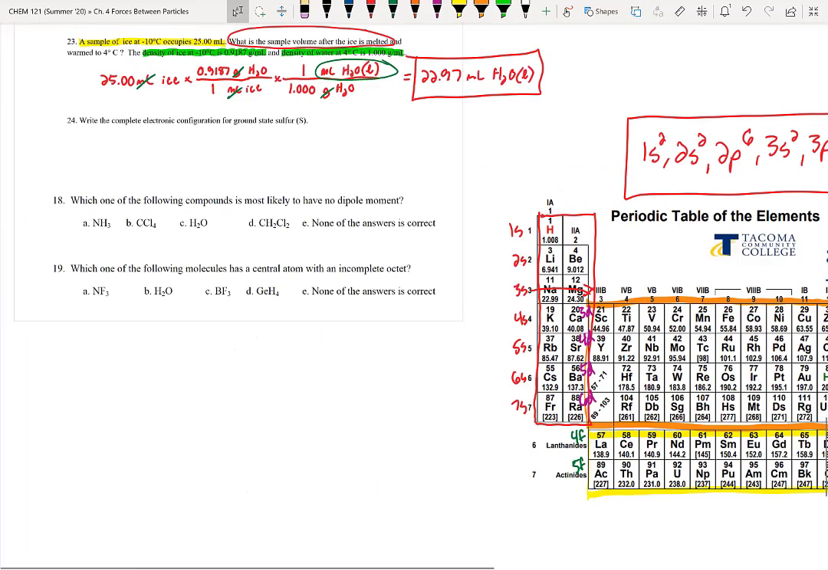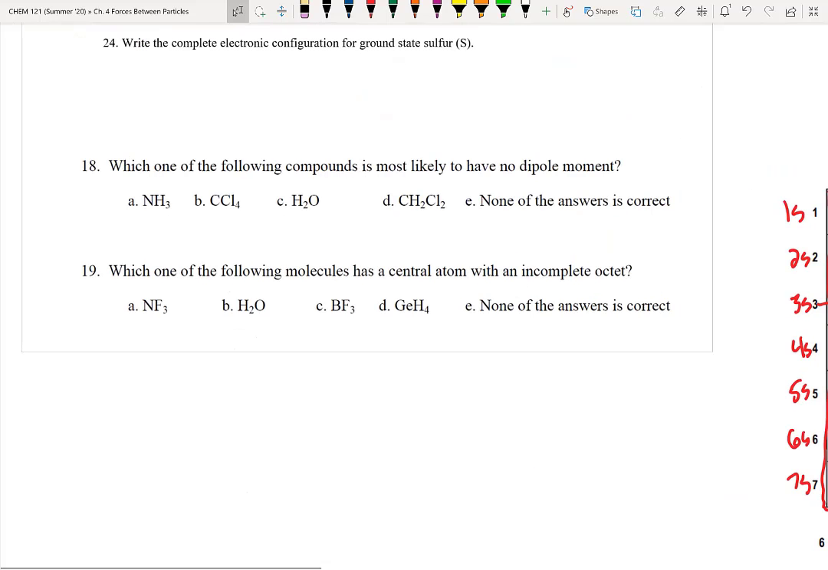All right, and this is a couple problems I actually copied over from another worksheet, just because I wanted to get some chapter 4 material on this review, because everything up to this point has been chapter 1 through 3. But which of the following compounds is most likely to have no net dipole moment?